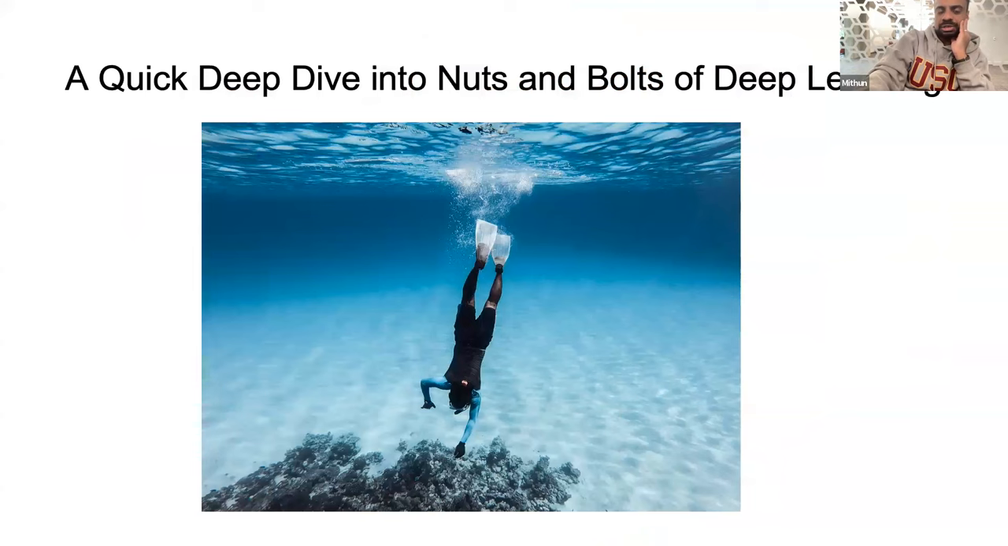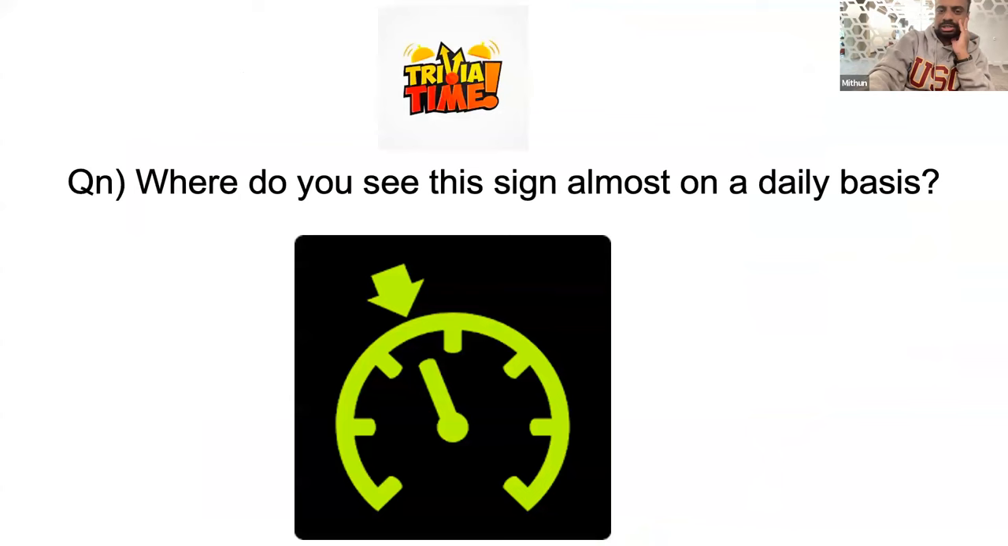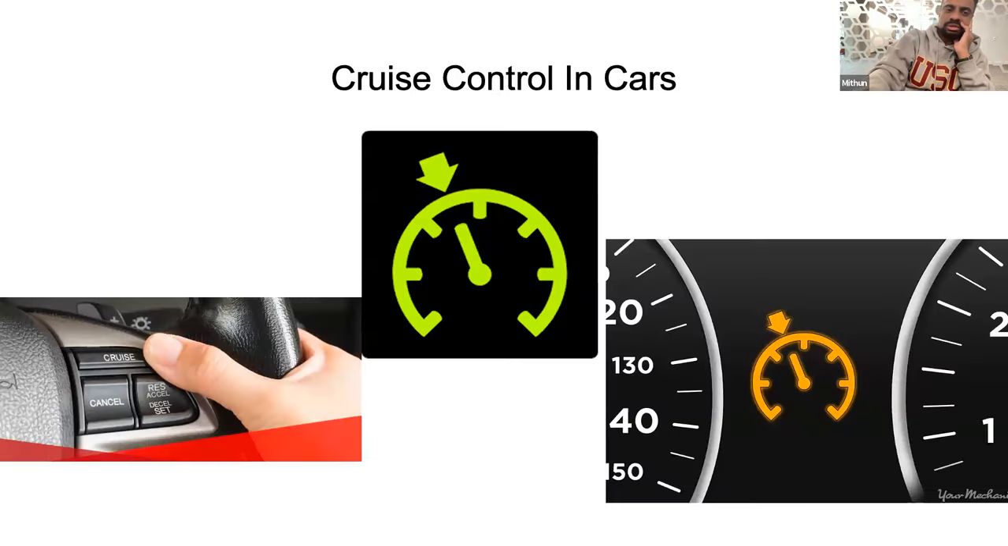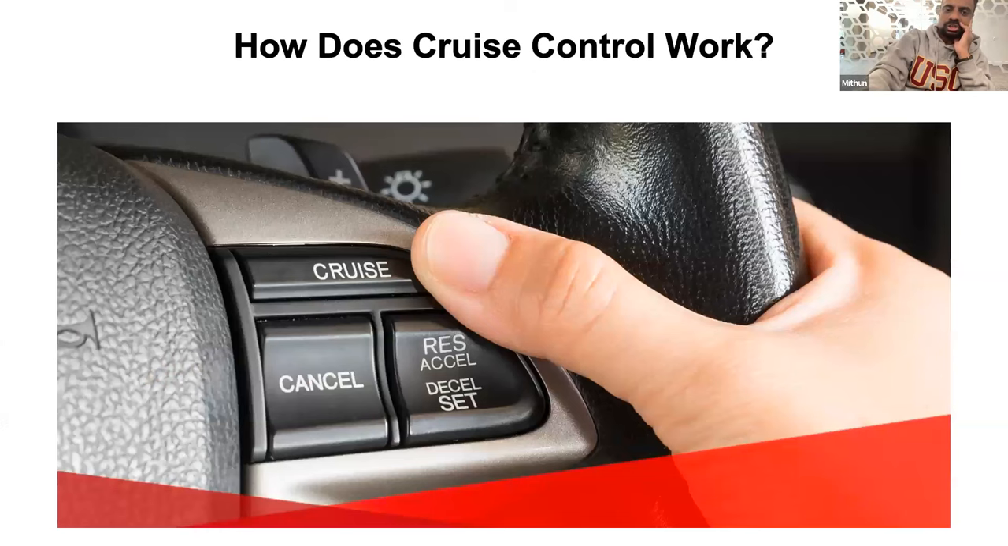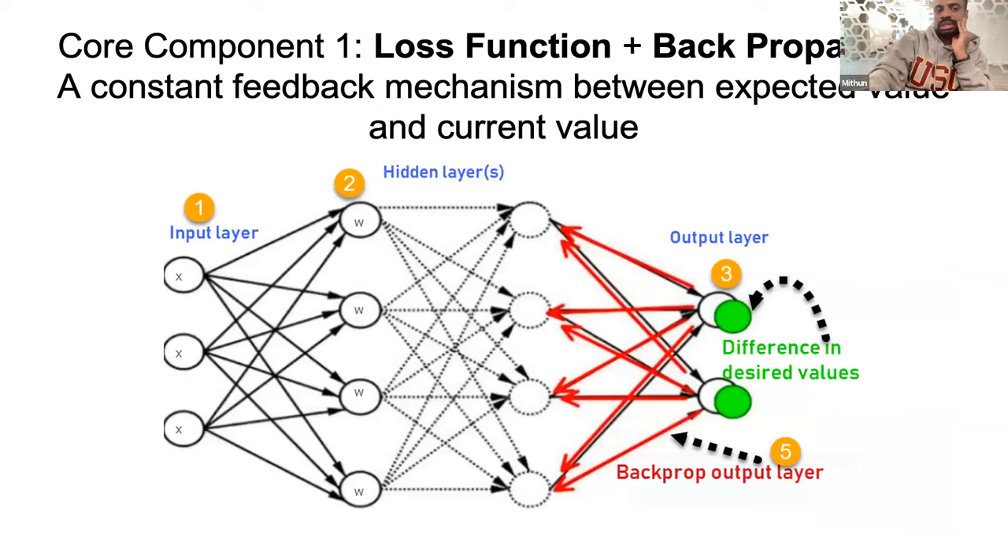The more interesting part is where I wanted to introduce some of the core nuts and bolts of deep learning. The first thing is the loss function. We already saw this. If you remember, this was the cruise control example, which we had seen in the very first class. The whole idea was how cruise control in cars works. It works because of this constant feedback mechanism between expected speed and current speed. That's exactly how your neural network works. It's a feedback mechanism around what we call the loss function, which is simply a fancy term for the difference between the expected value and the current value. And backpropagation is nothing but the feedback loop.